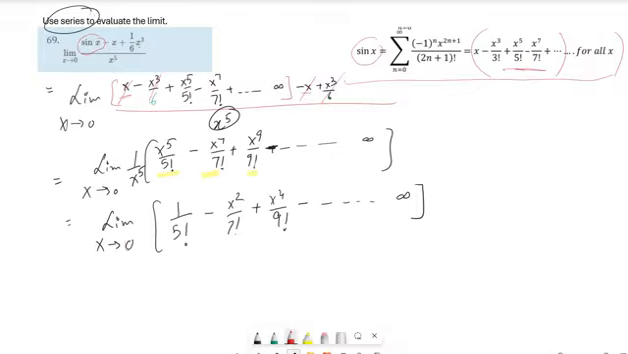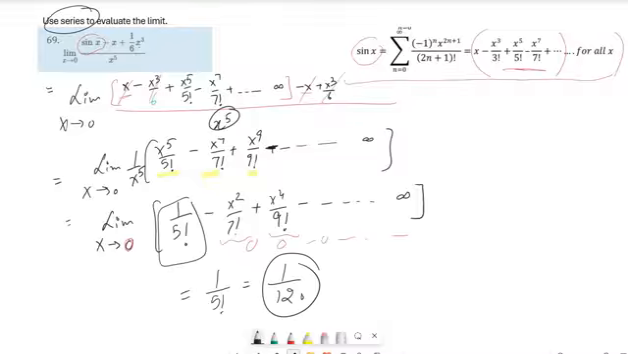Now we know that x is approaching to 0. When we put x 0, all these terms will just become 0, right? So only term which will be left is 1 by 5 factorial. 5 factorial is 120, so the answer to this would be 1 by 120.